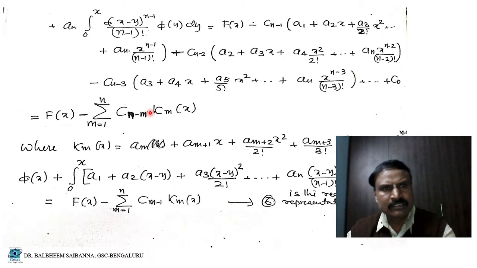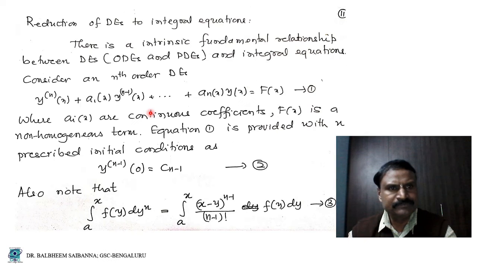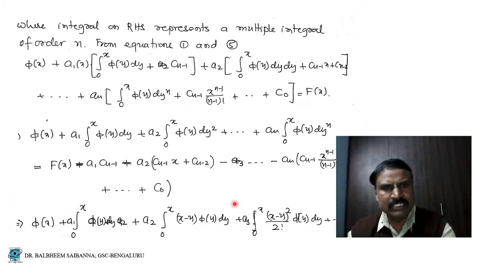How will we get it? Using this formula, f of y dy to the power of n means n minus 1, 2 means 2 minus 1, that we are using here.